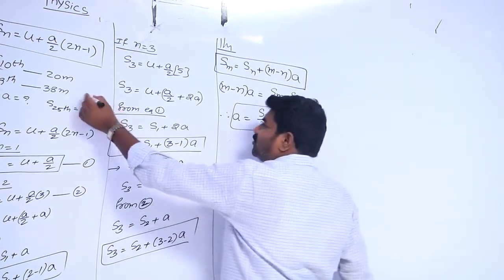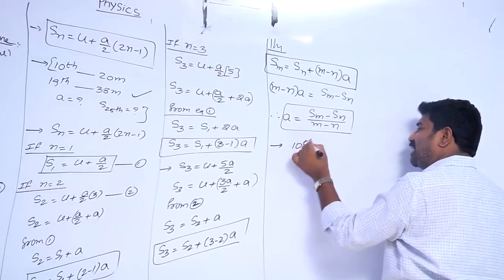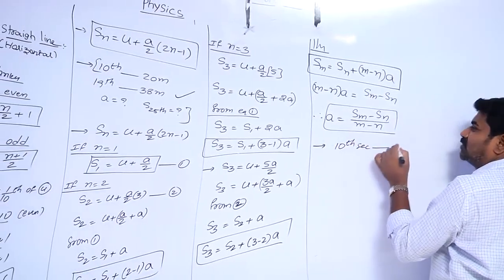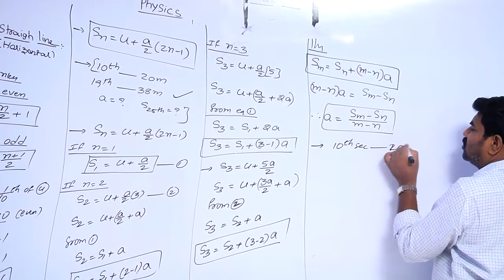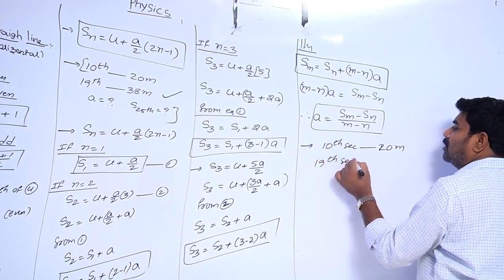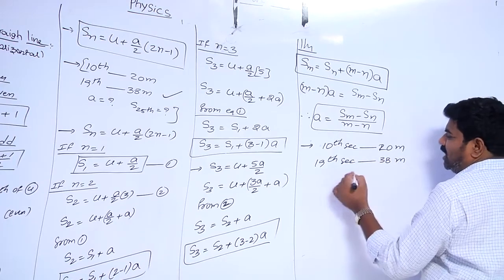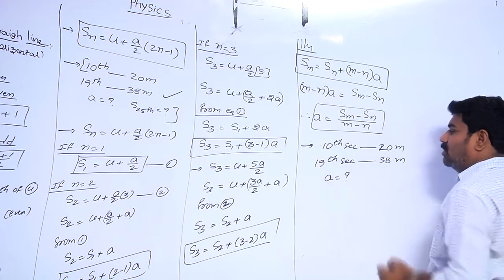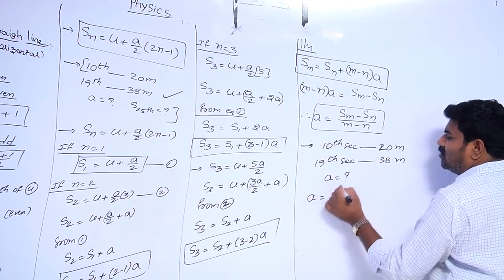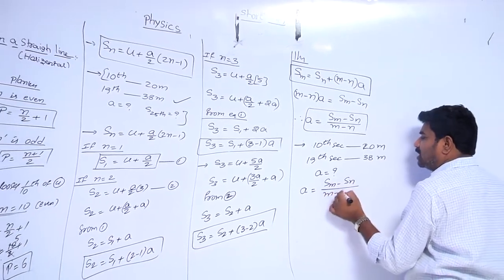Now we go for this problem. Here it is given that in the 10th second, the displacement is 20 meters. In the 19th second, the displacement is 38 meters. Then what is the acceleration? Here acceleration a is equal to, what is the formula? Sm minus Sn by m minus n.